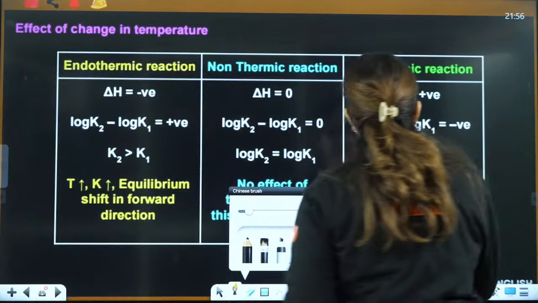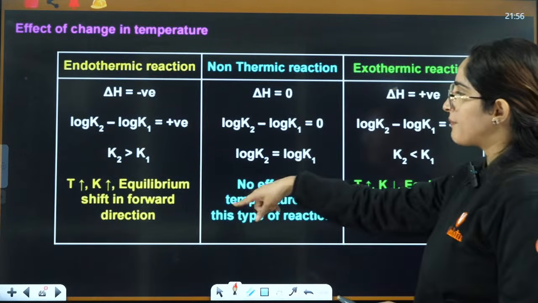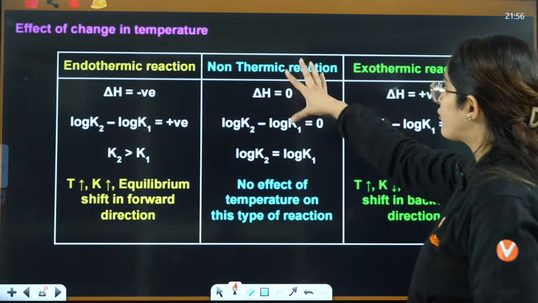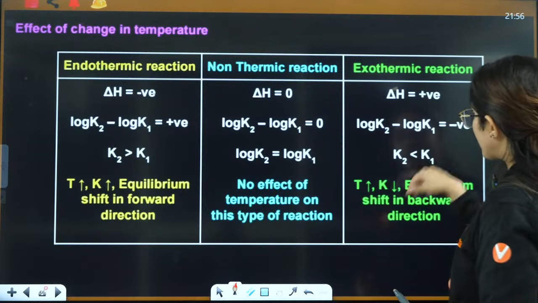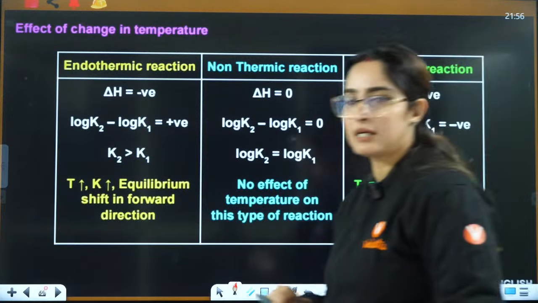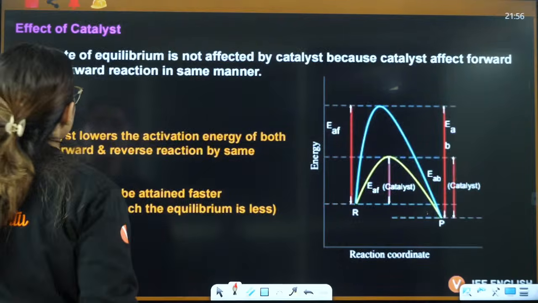Now, this also we have done before as well. If you remember, for endothermic, K is directly proportional to temperature. For athermic, there is no change. For exothermic, it is inversely proportional, right? We have done that, right?